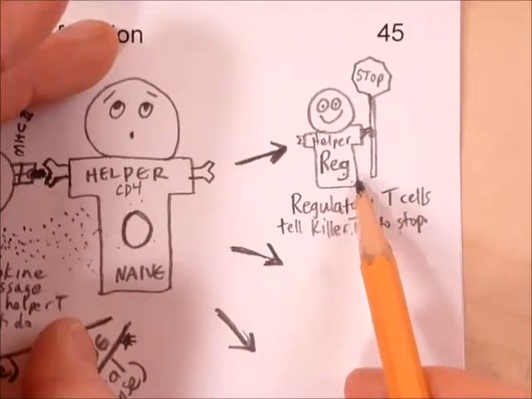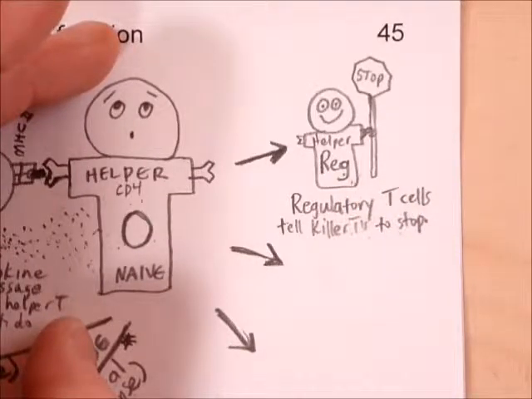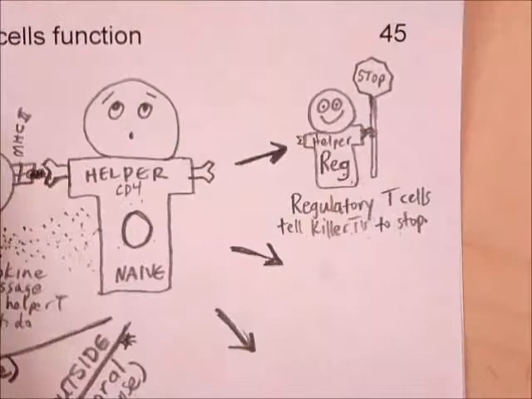There's only a few produced, but they are extremely important. Just want you to know about them, that there are these T cells out there that tell the rest of your T cells, okay, enough, calm down. Very important, okay? Good to know.